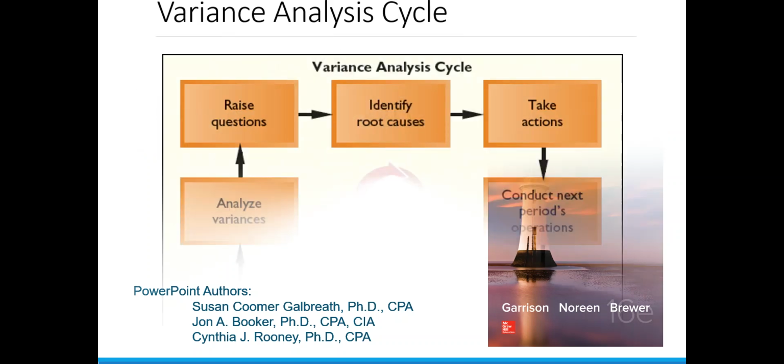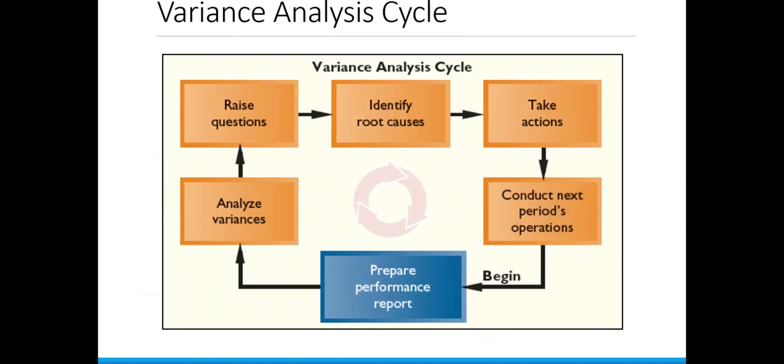So to start with, we want to look at the variance analysis cycle. What this refers to really is when we actually start, we're looking at, okay, what did we actually spend versus what we wanted to spend? That's where we begin. And we call that a performance report in flexible budgeting. So we're going to compare what the actual results were with our budgeted results.